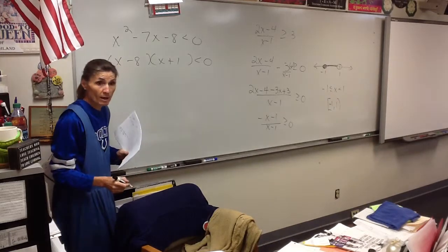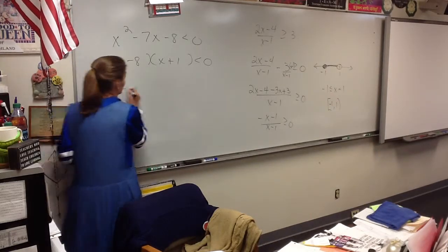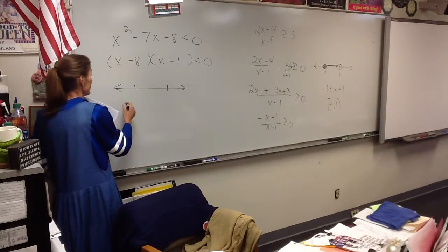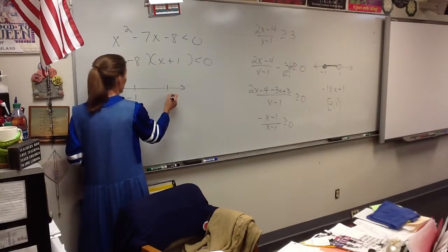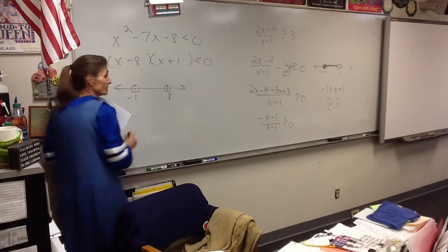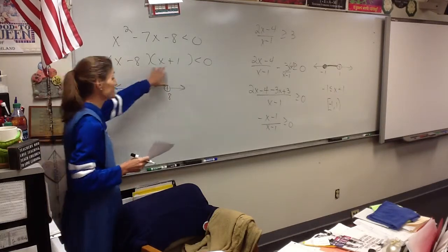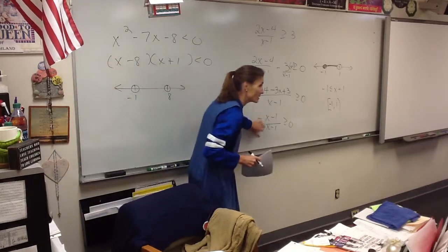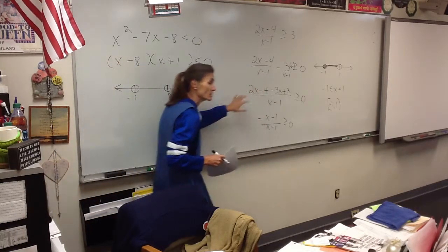I'm going to draw my number line. Put a couple dots on the number line. Where will those dots be? -1 and 8. That's what makes these 0, right? Just like you put dots here and here, because that's what made it 0. Same principle.